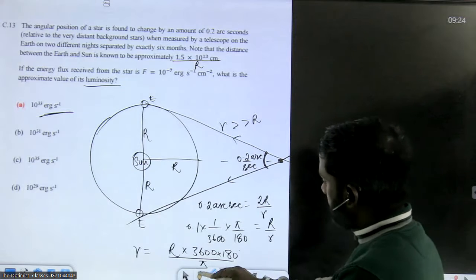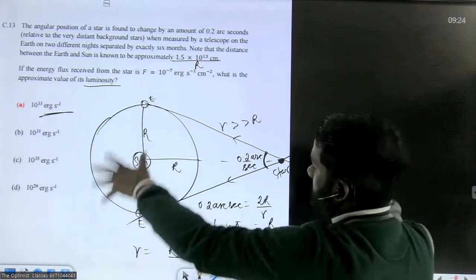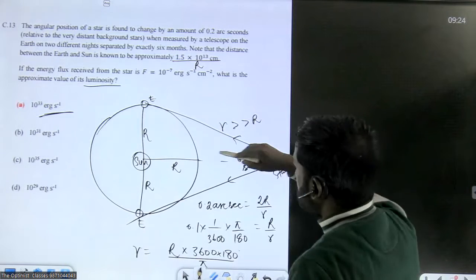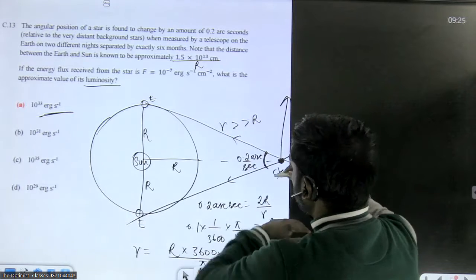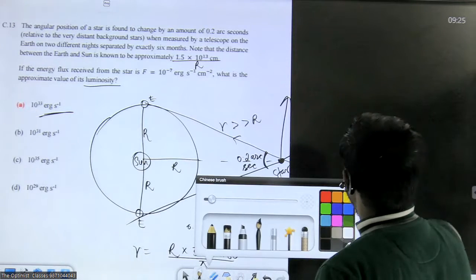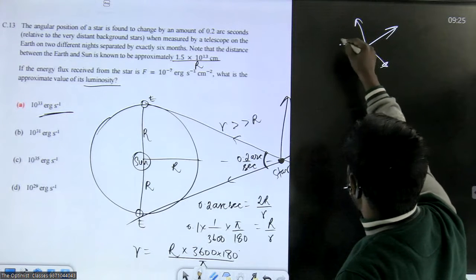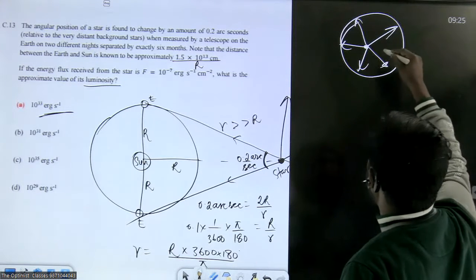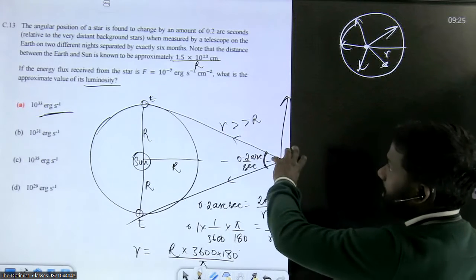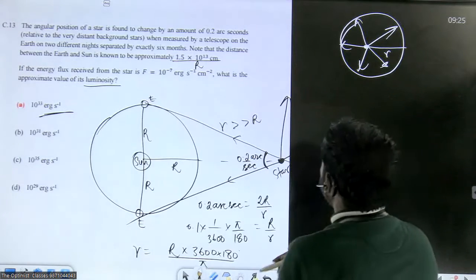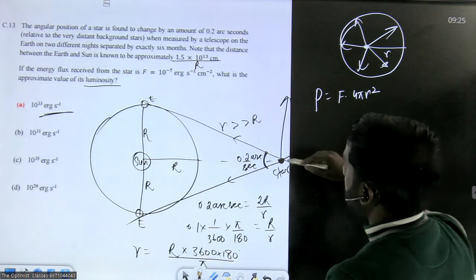See, whatever power this star emits, that power will spread in all directions. When it is falling on earth, it has already spread into a wavefront of area 4 pi r square. It is something like this: this is the star and it is emitting power in all directions. Whatever power it has emitted has spread into this area, and this radius is suppose r. So its power per unit area is given, the energy flux. If you want to calculate power, you will have to multiply F with 4 pi r square, when it is falling on earth.